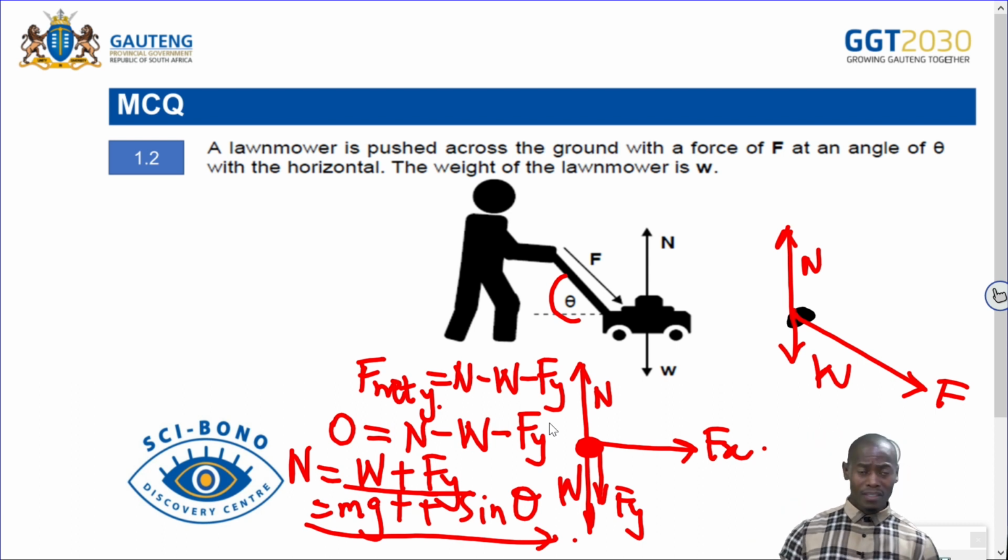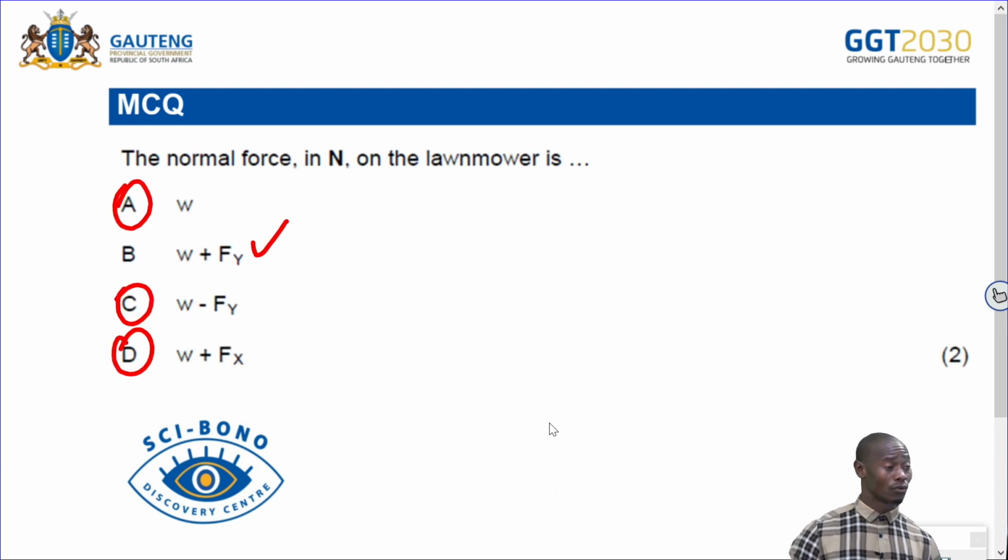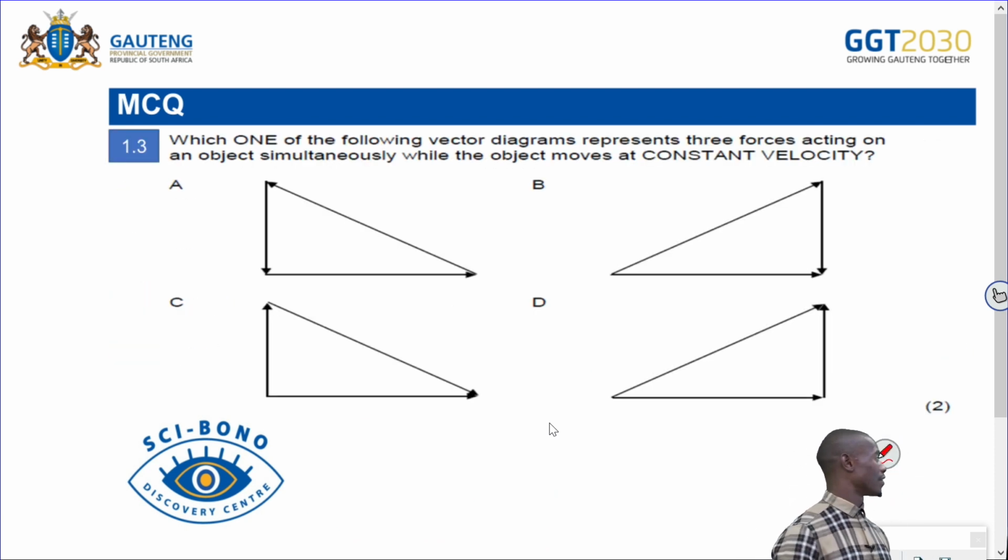So here it's about the forces. If a force is applied at an angle, we need to make sure that we resolve that force into its components. Let's look at this one.